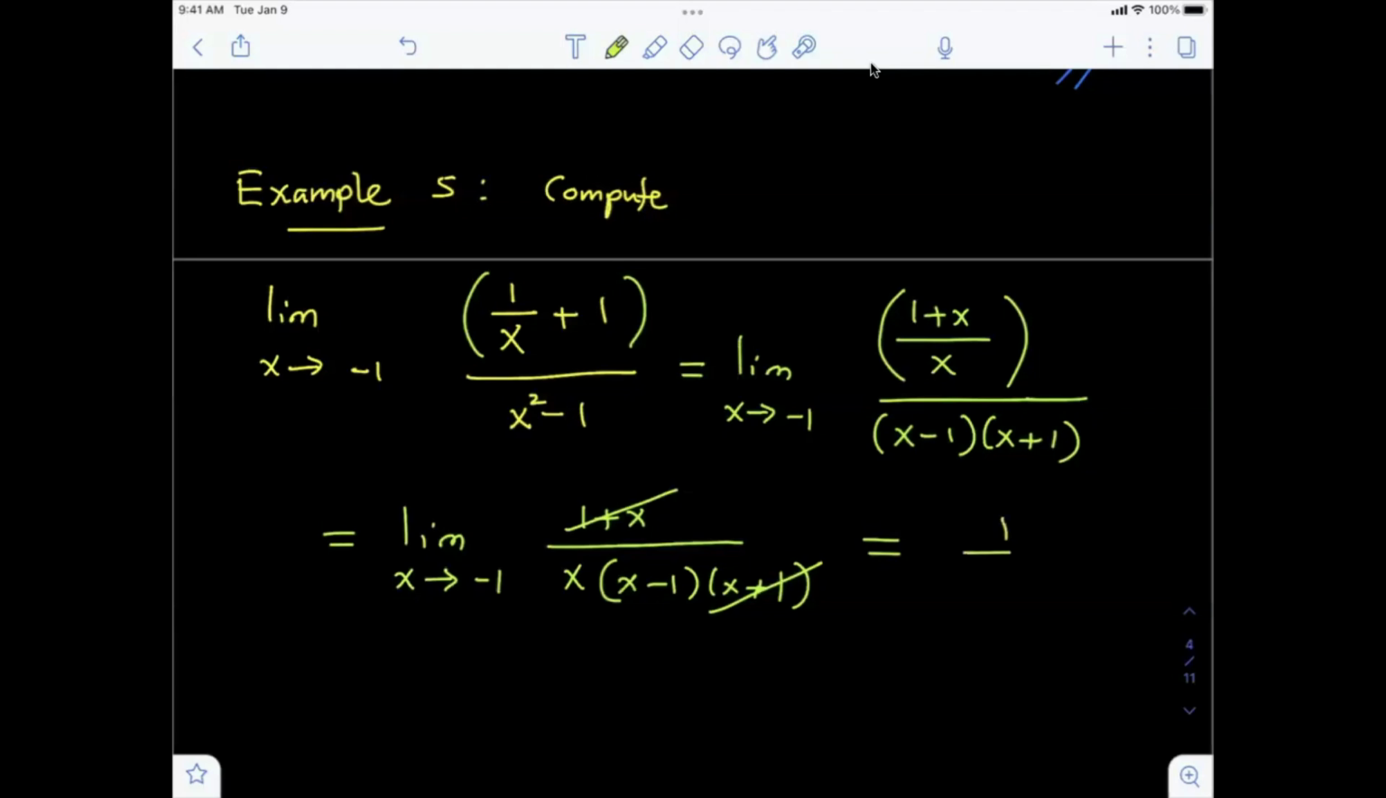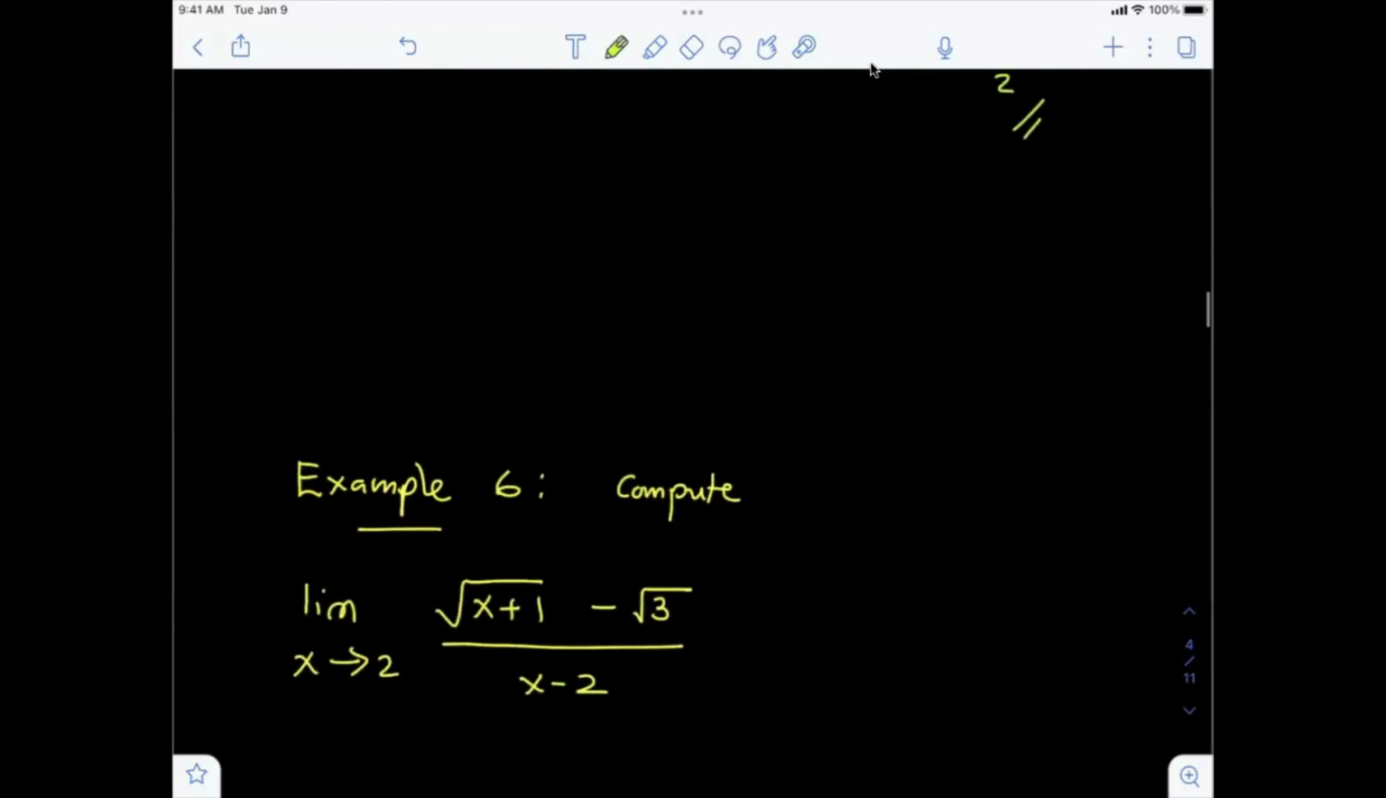So 1 divided by, and now plug in this value, x equals -1 here. You're going to get -1 times -1 minus 1. So that's going to be -2. So altogether, that will bring us to 1/2. And that's it. Look how simple it is. You can combine these different scenarios.